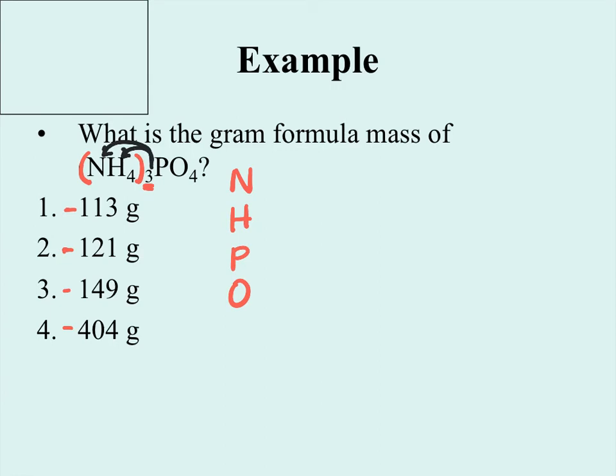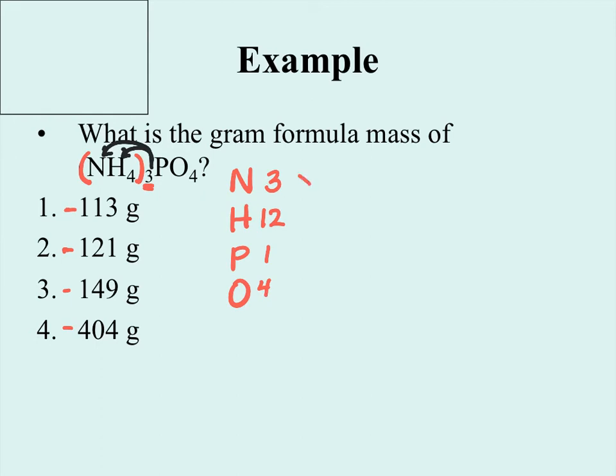So the total number for the nitrogen is 3, and the total number for the hydrogen is 12. For phosphorus, there is no subscript next to it. There's no parentheses around the phosphate, so I just have 1. And then we have 4 for the number of oxygens.